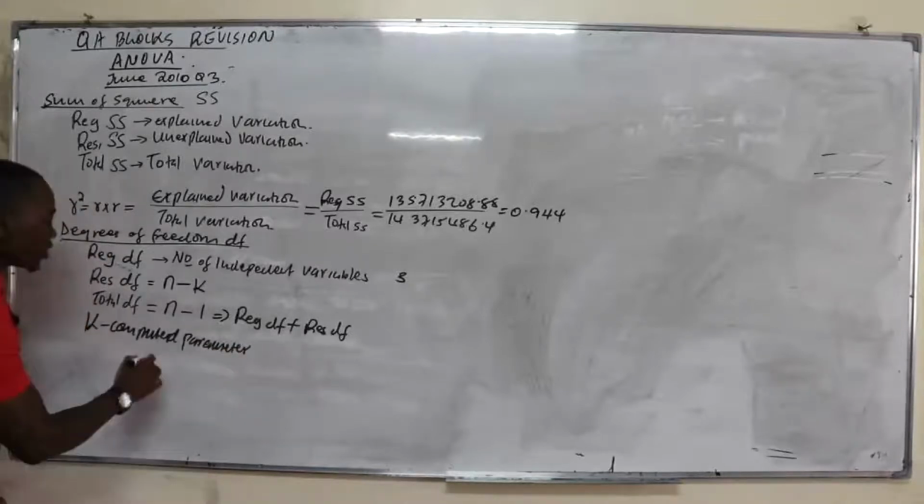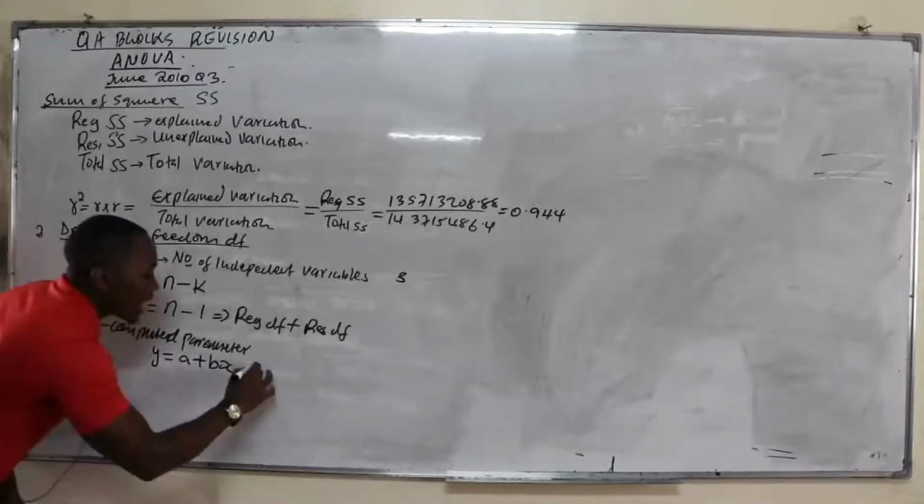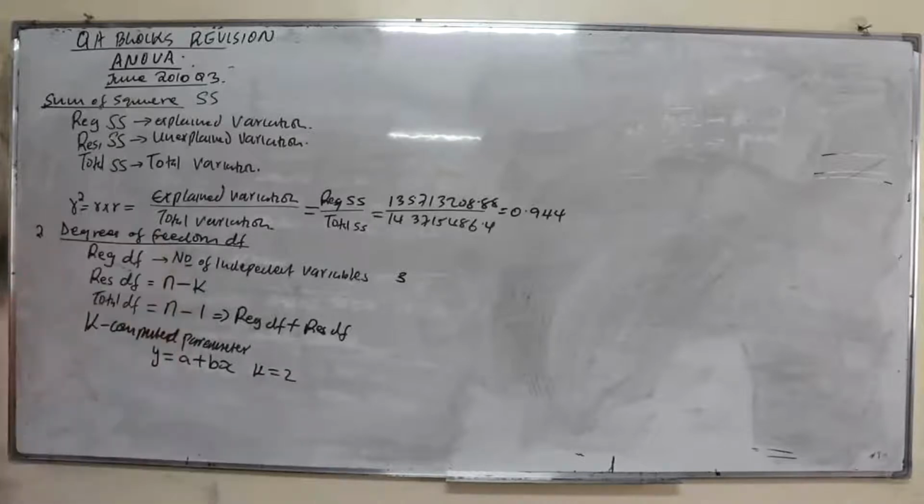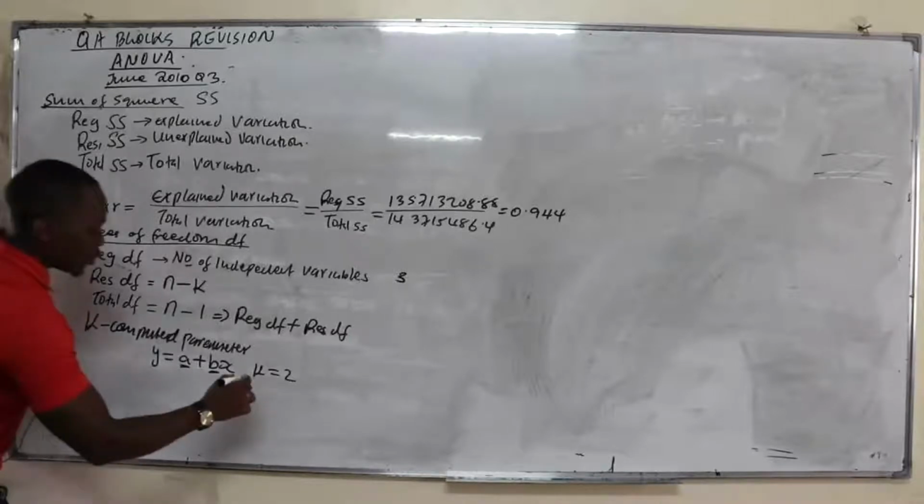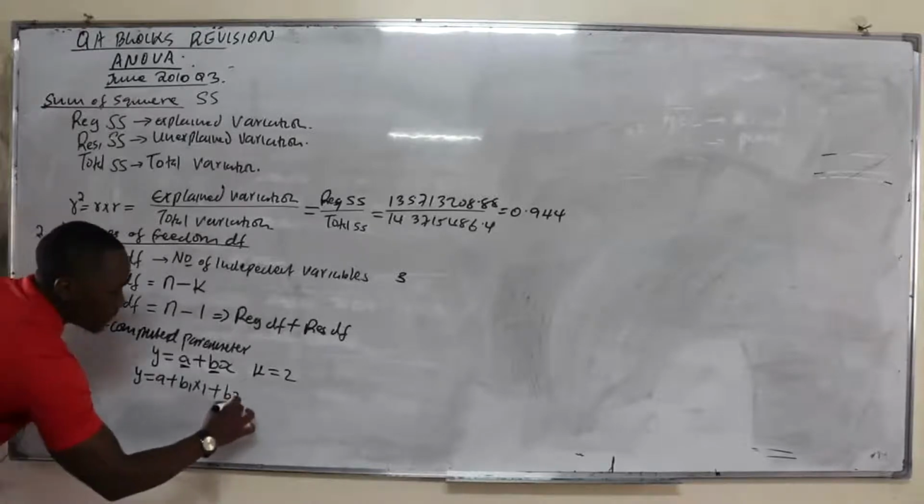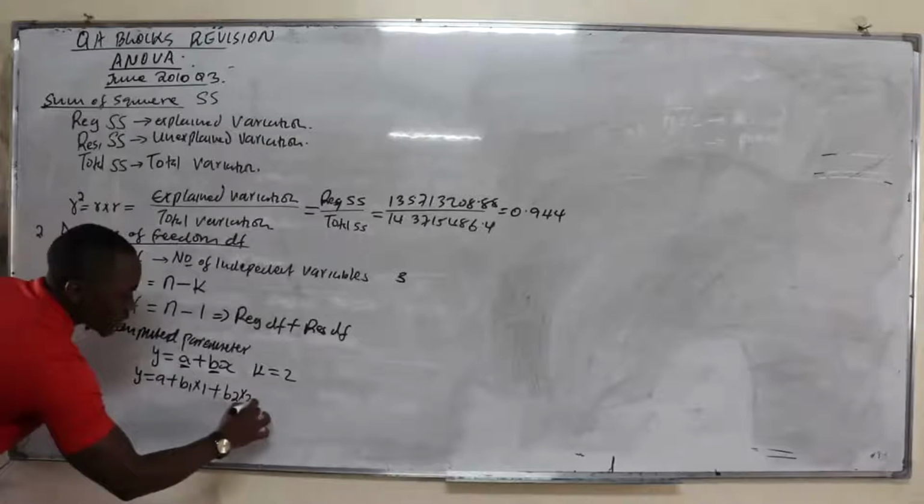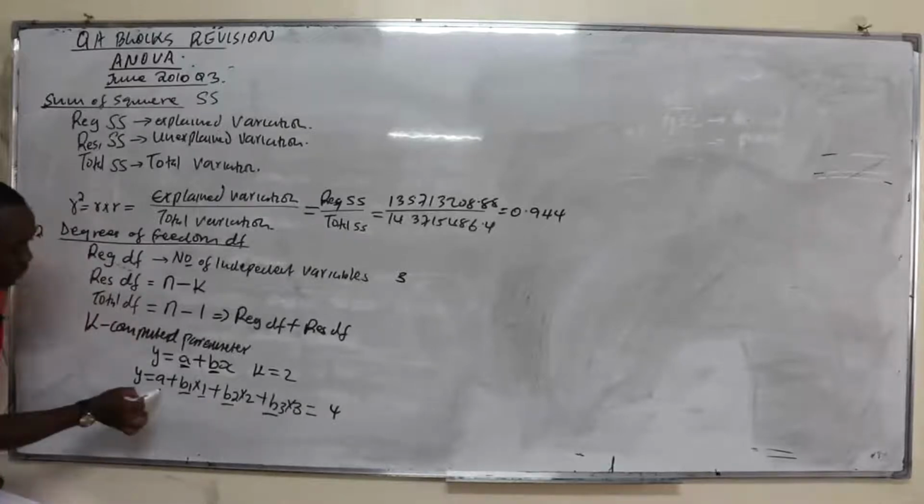If you have an equation like this, y equals a plus b x, in this case, our k is 2, a and b. Are we together? If you have this equation, y equals a plus b1 x1, b2 x2 plus b3 x3, our k is 4. In short, it is the number of independent variables, and you also add the constant. We have b1, b2, b3, and then the constant a. You get 4.